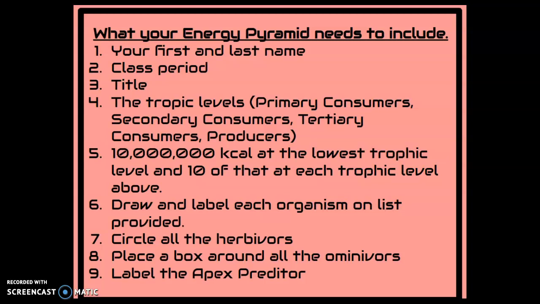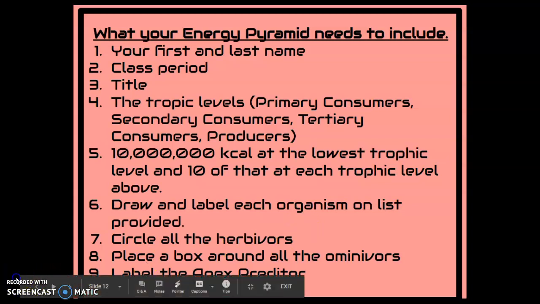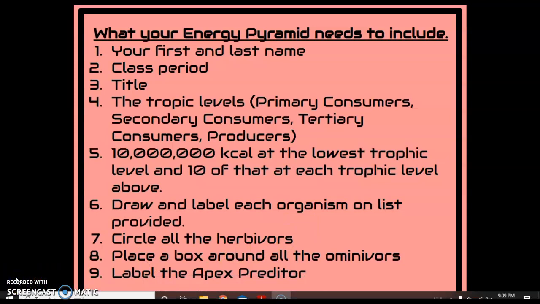Circle all the herbivores. So anything that's an herbivore. Herbivores only eat plant material, remember? So circle them. Let's say, I can just give you one. The herbivore in this case was a deer. If you draw a deer, then you will circle the deer and the word deer in it. Again, it's up to you whether you want to color it or not.